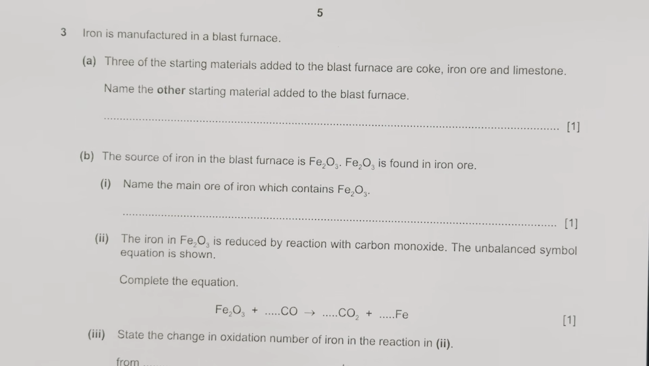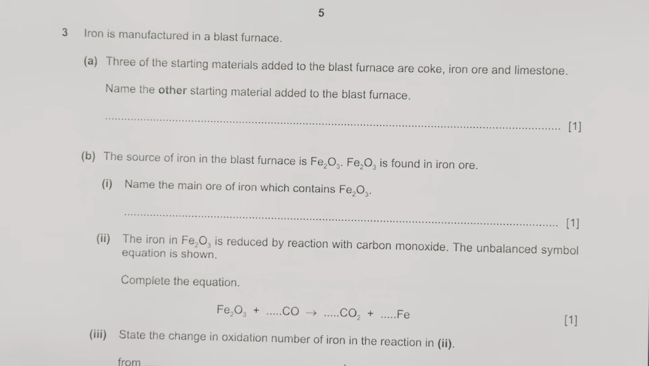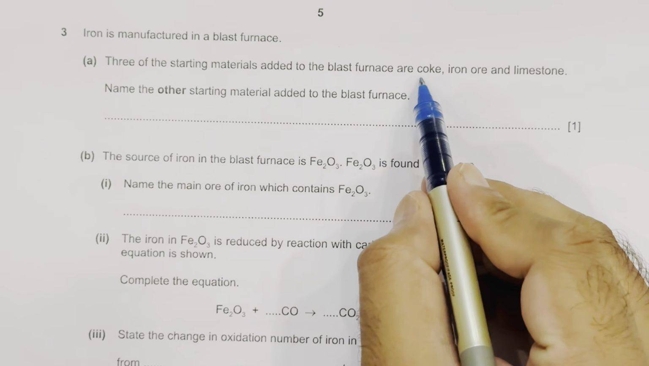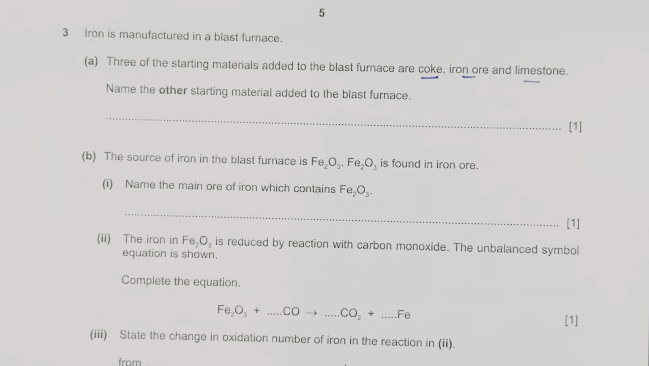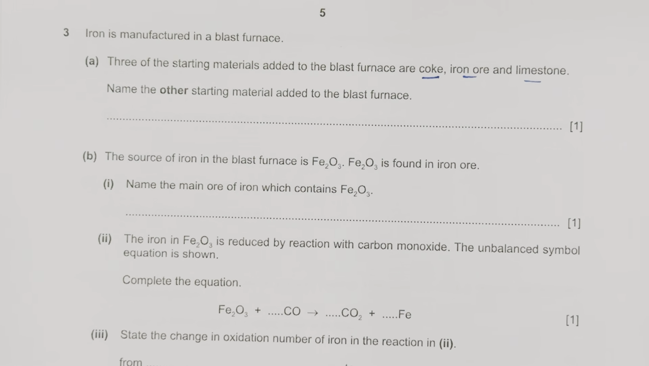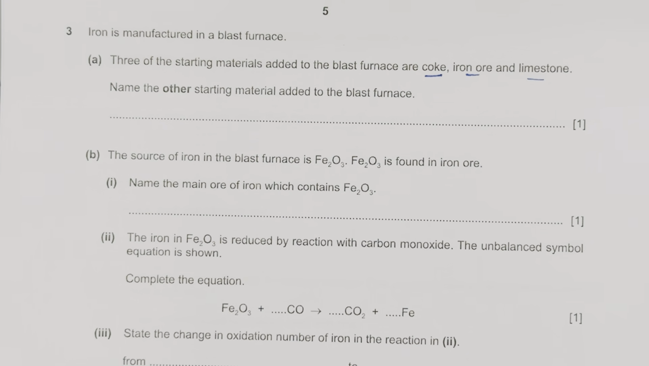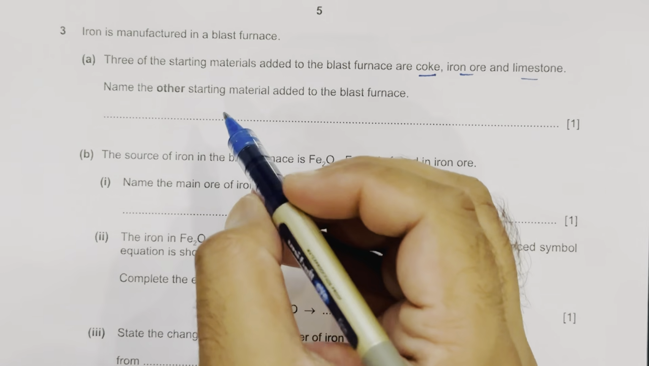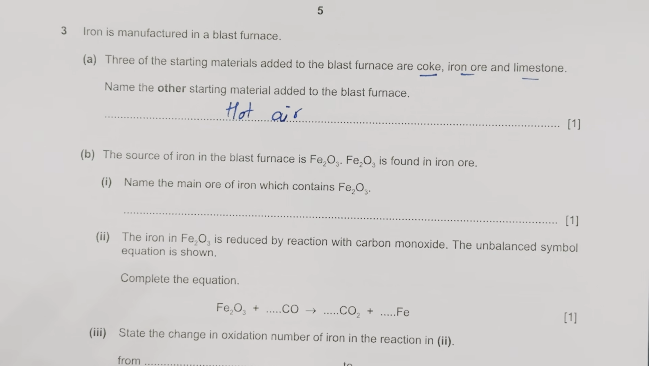Okay. Question number 3 is that iron is manufactured in a blast furnace. Three of the starting materials added to the blast furnace are coke, iron ore, and limestone. Name the other starting material that must be added to the blast furnace. So we can say that this is the extraction of iron. So here we can add hot air. So we're gonna write hot air as our answer.